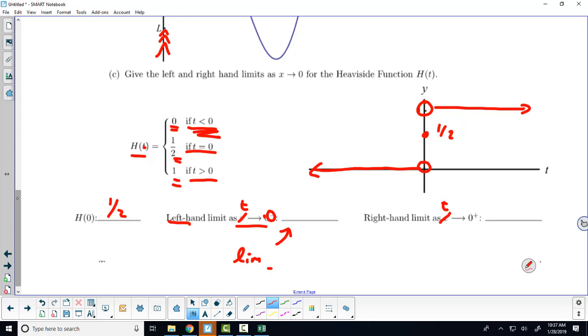So the limit as t approaches 0 from the left of h of t is what? It's 0. Everyone see that? As we plug in t values that are getting closer and closer to zero, and our direction of approach is from the left, what do the y values appear to be approaching? Well, the y values are always outputting zero, so the limit appears to be zero.